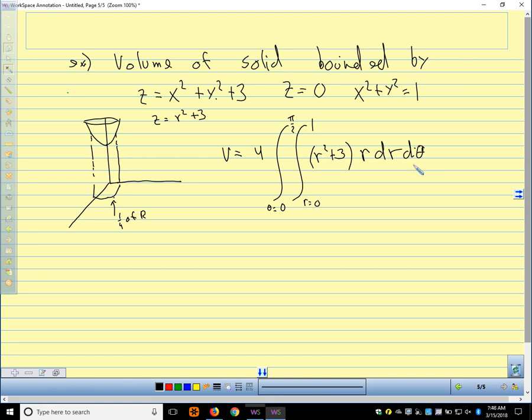What does the d theta integral do here? It multiplies it by theta evaluated from 0 to pi over 2. That's just a multiple of pi over 2, right? Right. So we get 4 times pi over 2. This we can evaluate. We can switch the order of the theta and the r integral because none of this depends on theta, and then we just get the integral from 0 to 1 of r to the third plus 3r dr.